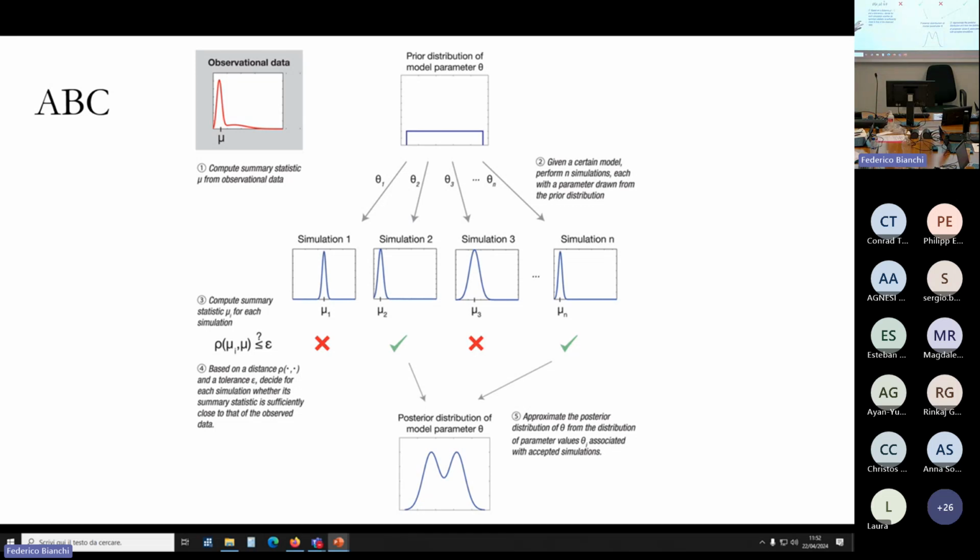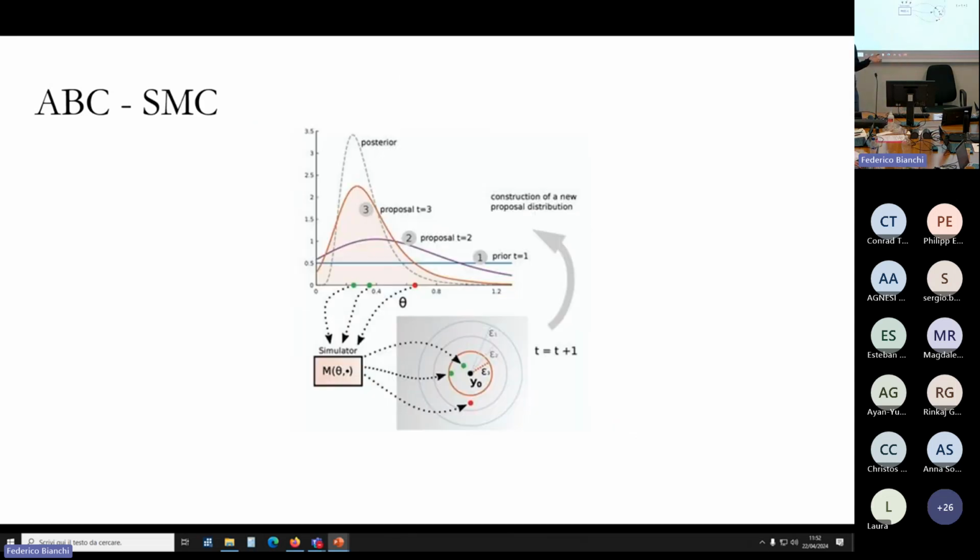Actually, what I showed you is typically called rejection sampling ABC, which is very inefficient, as you see. Therefore, what we are actually implementing is a more refined version called sequential Monte Carlo, but it's just a fancy label. It is a form of importance sampling.